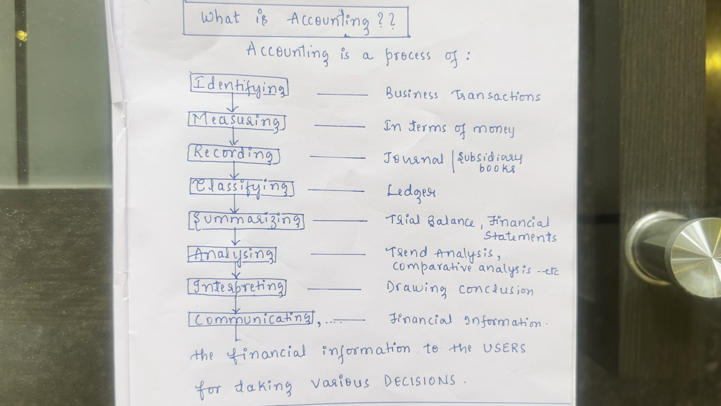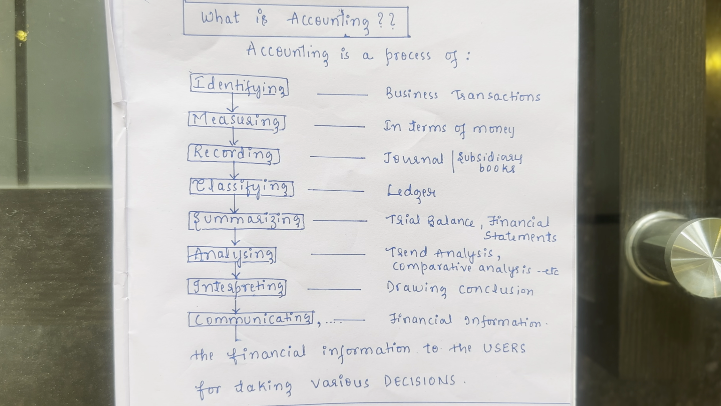Okay. Going to the next, analyzing. Yes, after summarizing, after having all the transactions of the business, you need to analyze it, evaluate it, right? So for evaluating the business transactions, what we do is we prepare trend analysis, comparative analysis. All this we prepare in order to evaluate the business.